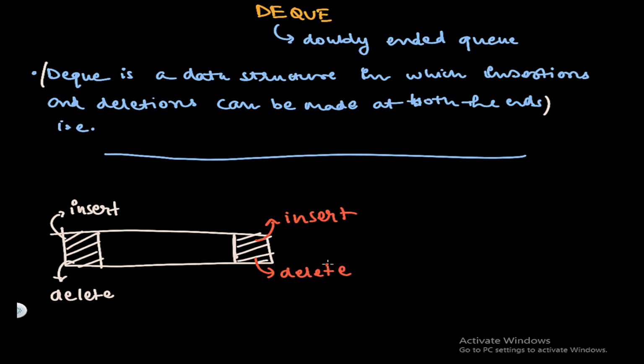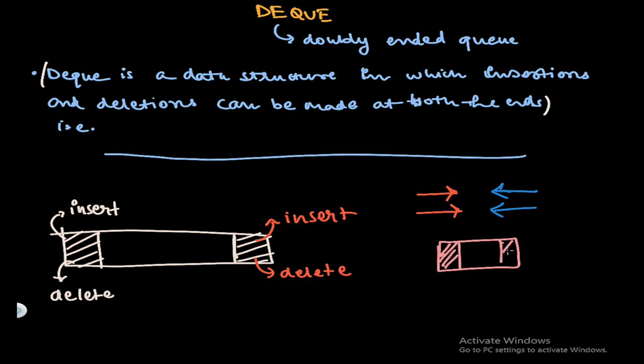So see the beauty of the DQ. You can insert an element in this way, delete an element in this manner, insert an element in this manner, and delete an element in this manner. This is the whole logic of DQ. Let me just explain it once more. DQ is a data structure in which insertions and deletions can be made at both the ends.